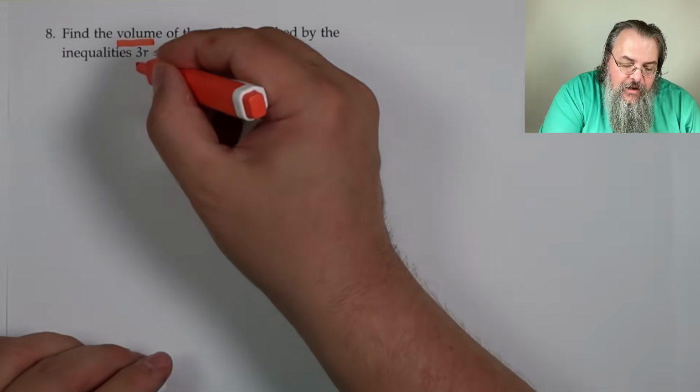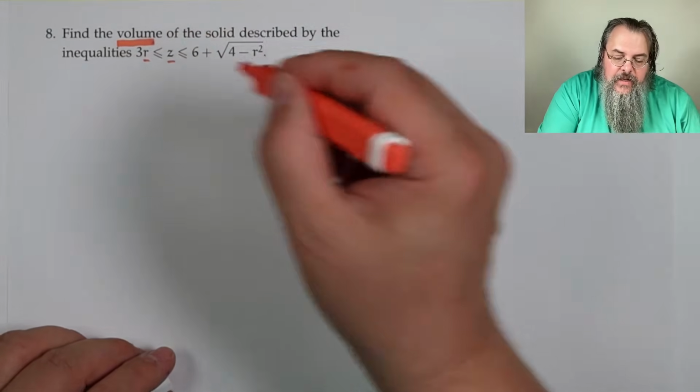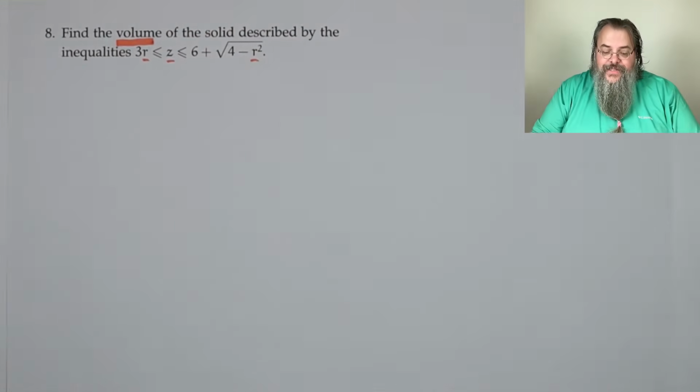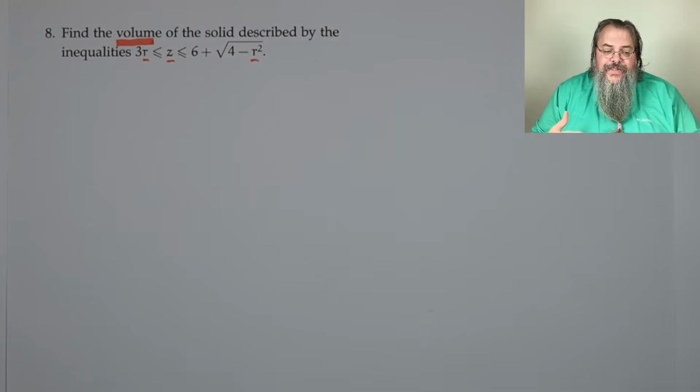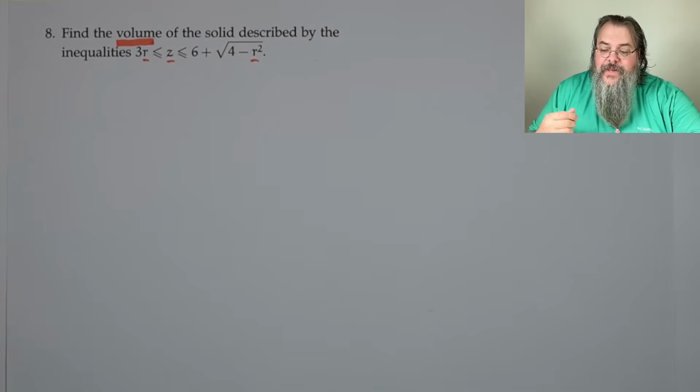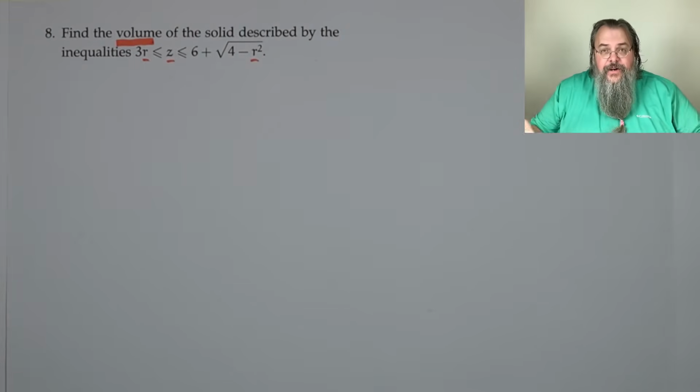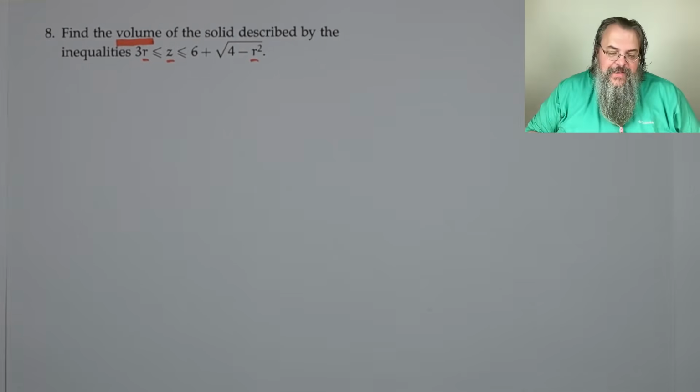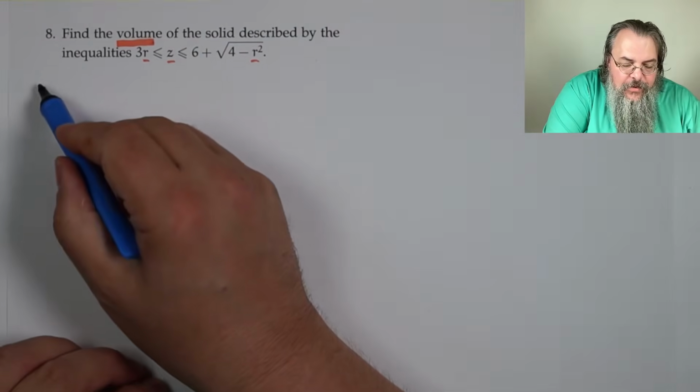We also see r's and z's. Now, what does that tell us when we see r's and z's? It tells us we're in cylindrical coordinates. Okay, so we're going to put on our cylindrical coordinates hat.